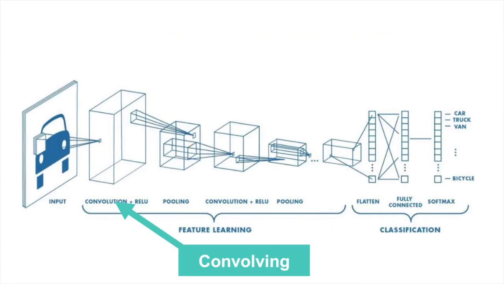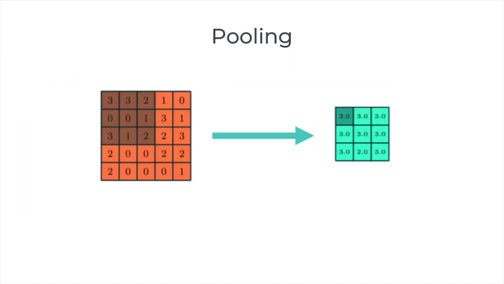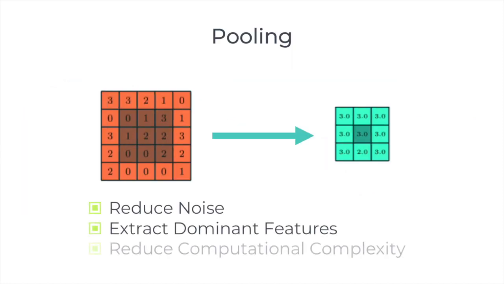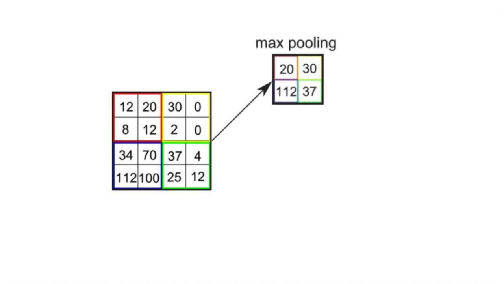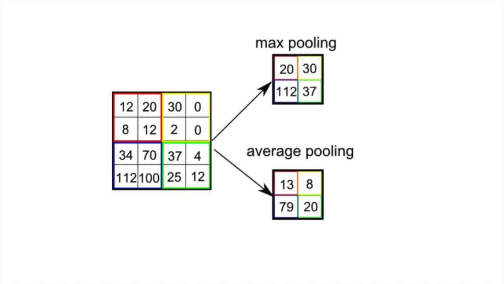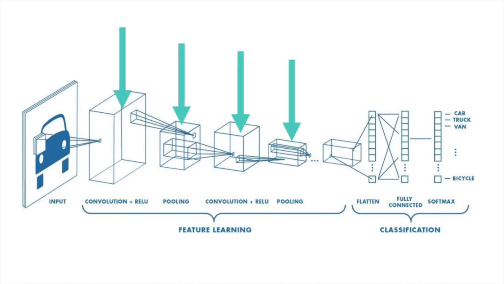After every convolutional layer, we have a pooling layer that is responsible for reducing the spatial size of the convolved features. Pooling is used to reduce noise, to better extract dominant features, and is also useful for reducing the computational complexity of the image matrix. Pooling is usually done by either calculating the maximum or the average of the elements of a region in an image. The convolving and pooling steps are repeated multiple times, with each iteration reducing the dimensions of the image matrix.